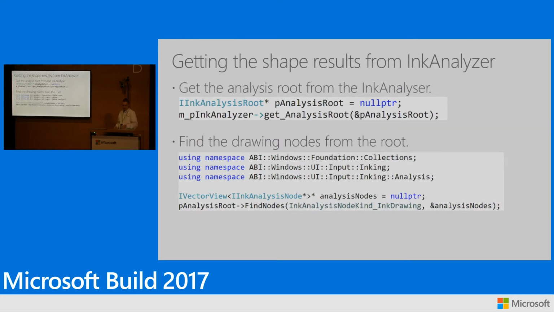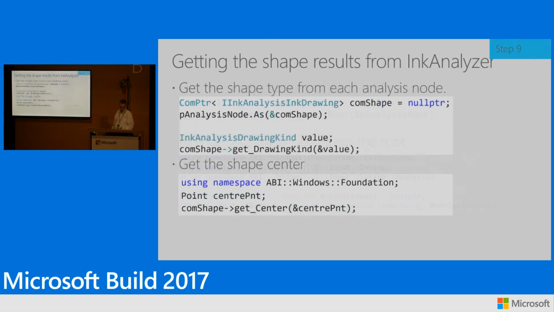So we get the analysis root from the ink analyzer. That's InkAnalyzer.GetAnalysisRoot. Get the drawing nodes. And that's us saying here at the bottom, which kind is this? It's a drawing. And then we start to get the shape types back. Is this a trapezoid? Is it a square? Is it a circle? Is it a triangle? What type of shape is it?